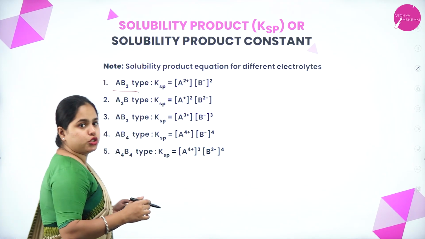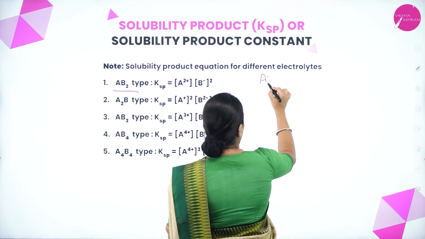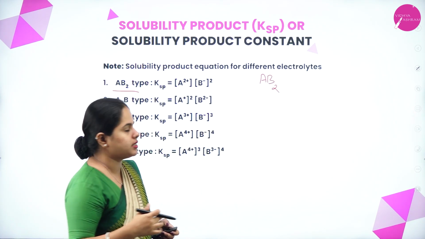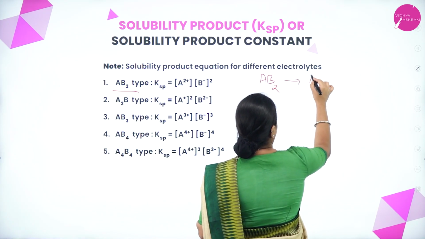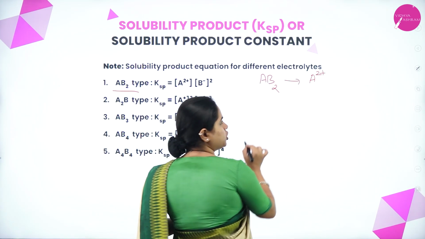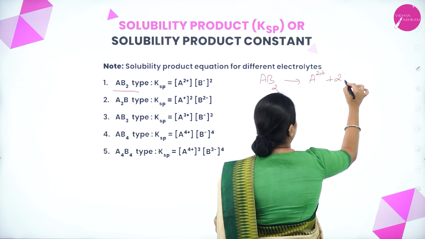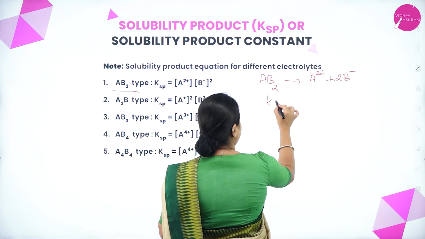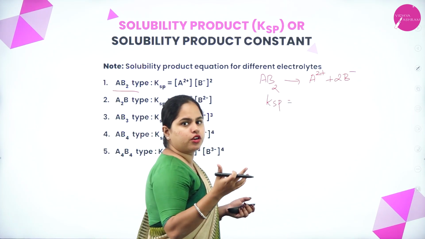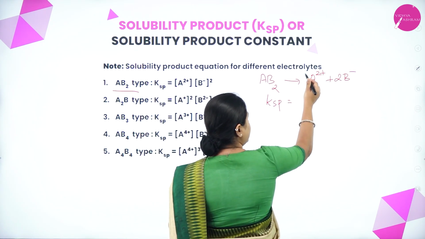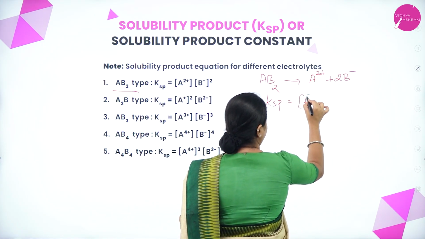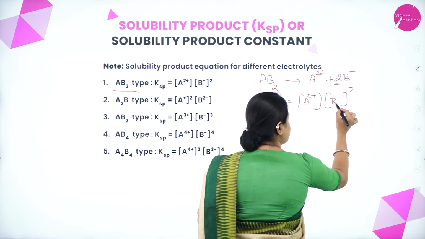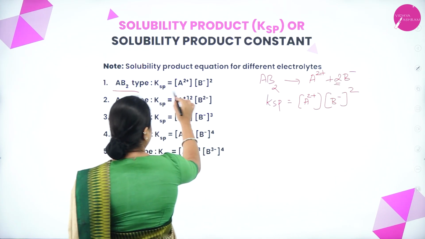First will be AB2 type. What is AB2 type? We discussed AB type, right? It dissociates into A+ and B-. AB2 type dissociates into A2+, this is the charge of A2+, and 2B-, right? So how do I write KSP? KSP we have already discussed. This is the product of molar concentration of the ions, right? Is there any number of moles here? No. So it will be A2+, and here you have 2, right? So that will come as the power. Don't write the 2 here. It will come as the power, which is shown here.